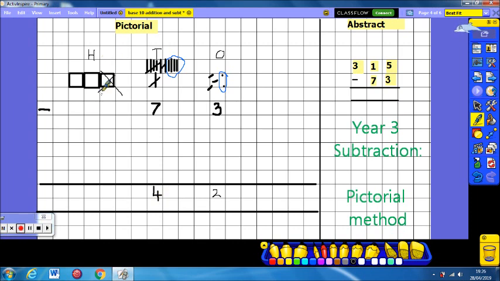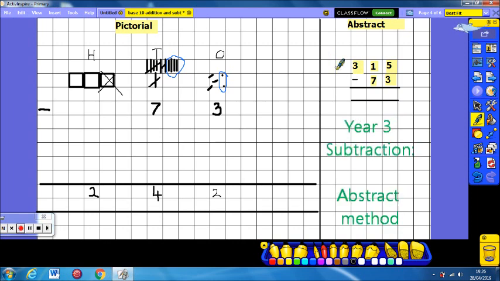Next we go to the hundreds, and we can see we've got 2 hundreds left. We've got nothing or 0 to take away, so 200 take away 0 will still be left with 200. So we can see from this equation of 315 minus 73, the difference will be 242, or the answer to this calculation is 242.